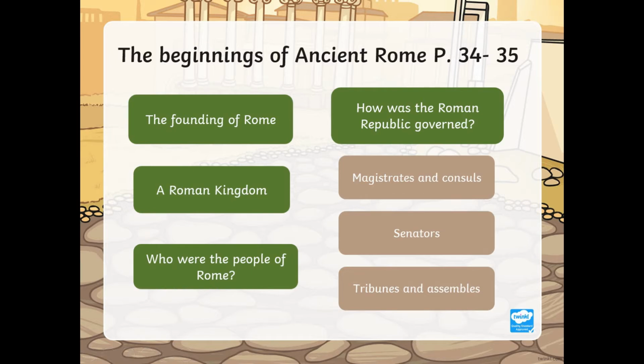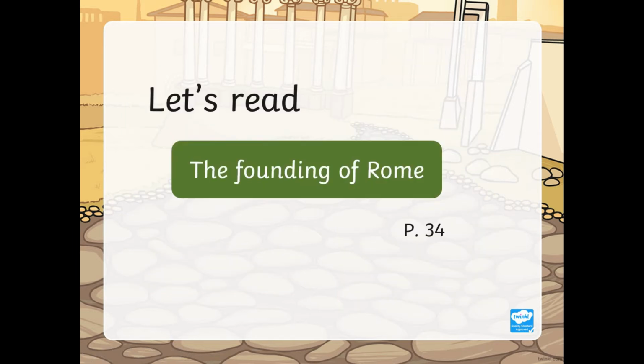So, the beginning of ancient Rome. This lesson has four main titles: the founding of Rome, a Roman kingdom, who were the people of Rome, and how was the Roman Republic governed. Under the last title, how was the Roman Republic governed, we have three other subtitles: magistrate and consuls, senators, and tribunes and assemblies. Now, let's read the first paragraph.